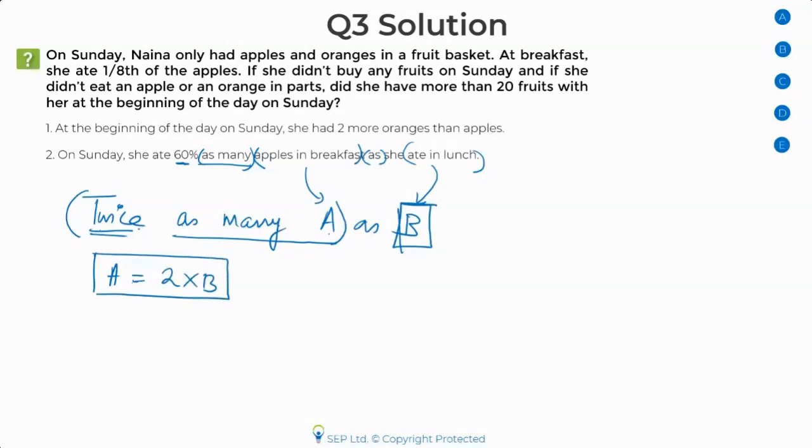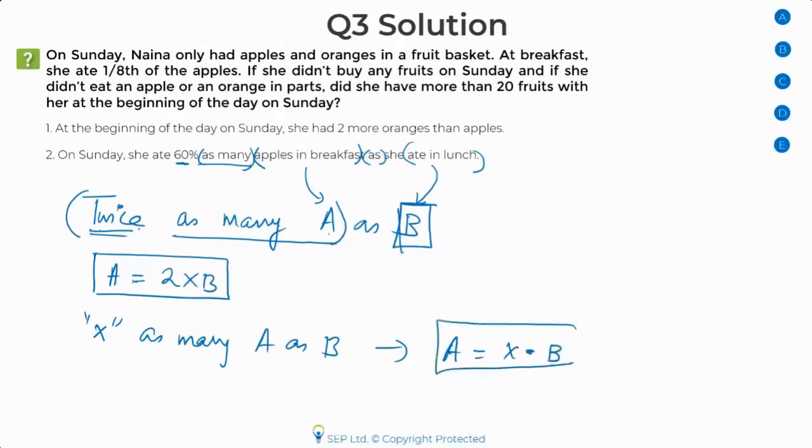So if I have, say, X as many A as B, what you do is you simply say A is X times B. Now this X could be anything. It could be twice, it could be 60%, it could be 80%, 4 times, 10 times, whatever it is does not matter.